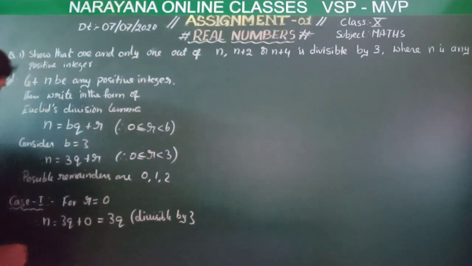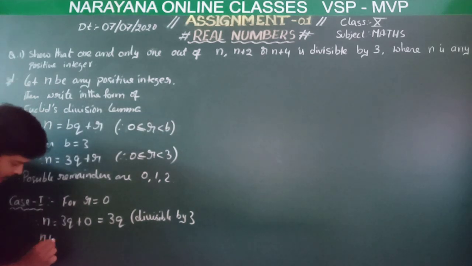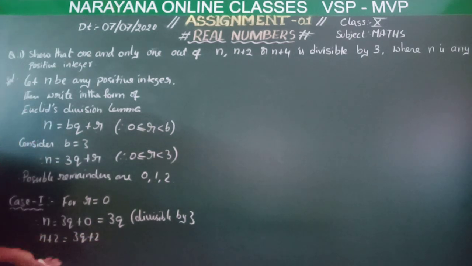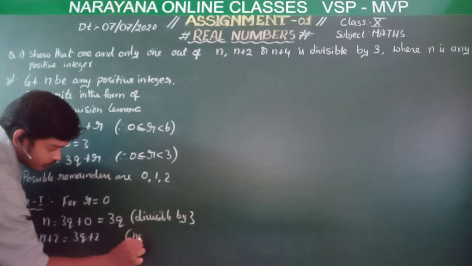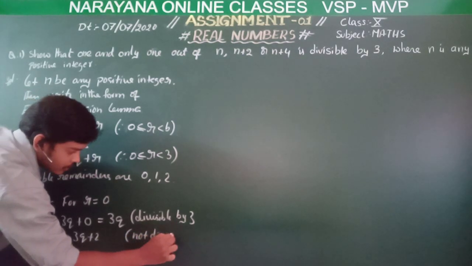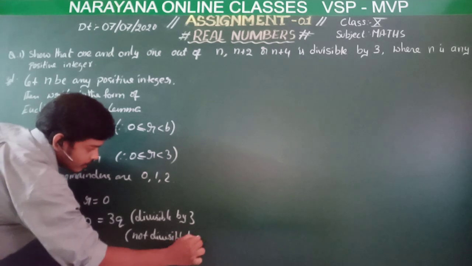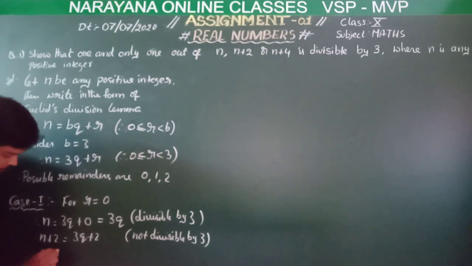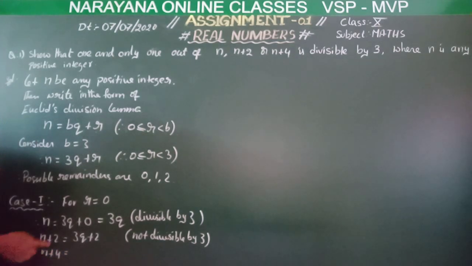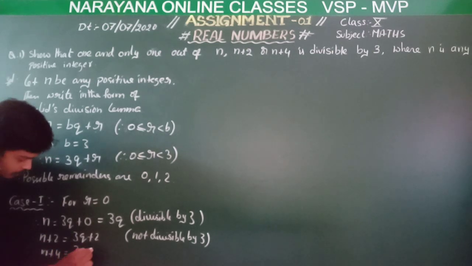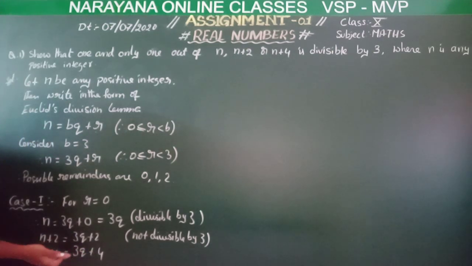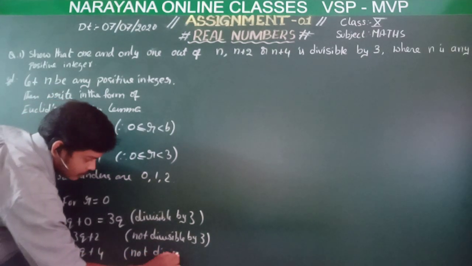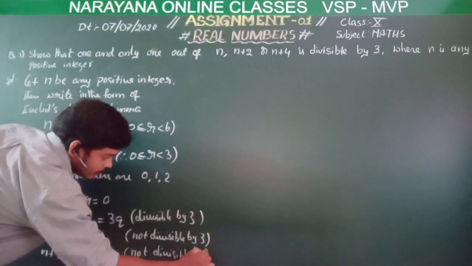Next condition is n plus 2. What is the n value? 3q. So 3q plus 2. See here children, 3q plus 2 is not divisible by 3. And the next one is n plus 4. So in place of n, what are we substituting? 3q. 3q plus 4. See here also, it is not divisible by 3.